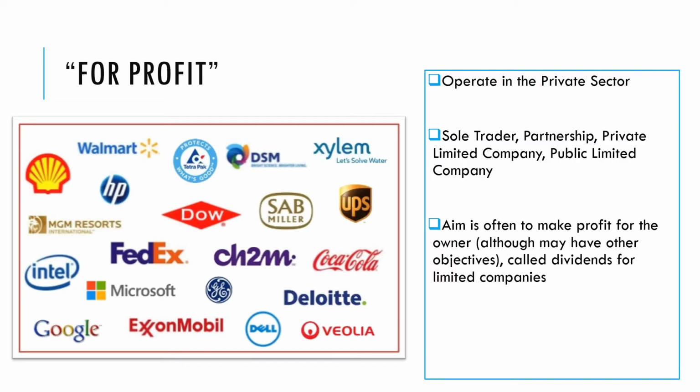The aim of these businesses is often to make a profit for the owner. And these are called dividends for limited companies. So private limited companies and public limited companies will pay a dividend, the share of the profits that goes back to the owner. Obviously, they may have other objectives as well, but they will be looking to make a profit.